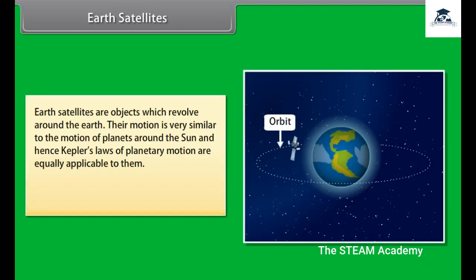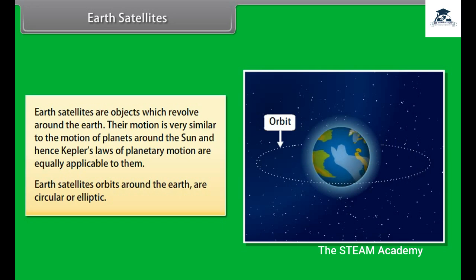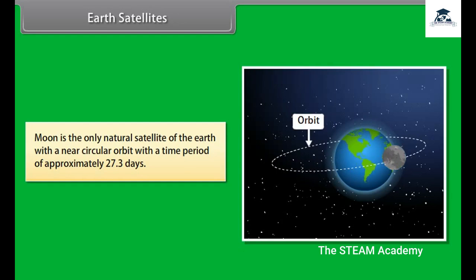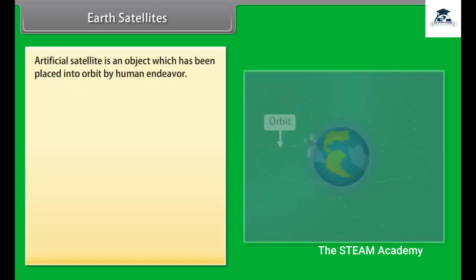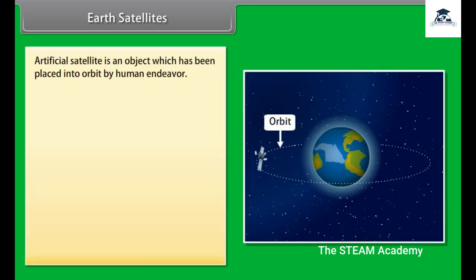Earth satellites. Earth satellites are objects which revolve around the Earth. Their motion is very similar to the motion of planets around the Sun, and hence Kepler's laws of planetary motion are equally applicable to them. Earth satellites' orbits around the Earth are circular or elliptic. The Moon is the only natural satellite of the Earth, with a near circular orbit with a time period of approximately 27.3 days. An artificial satellite is an object which has been placed into orbit by human endeavor.